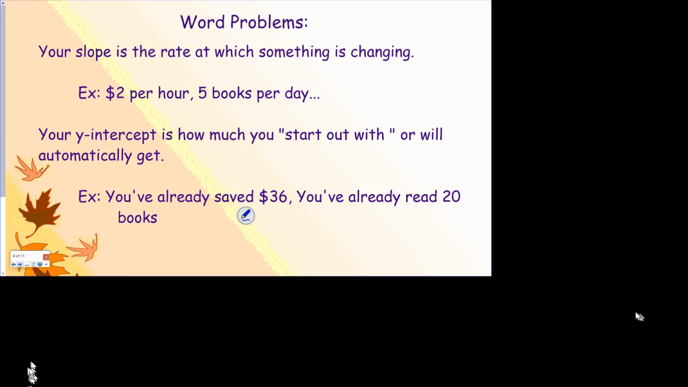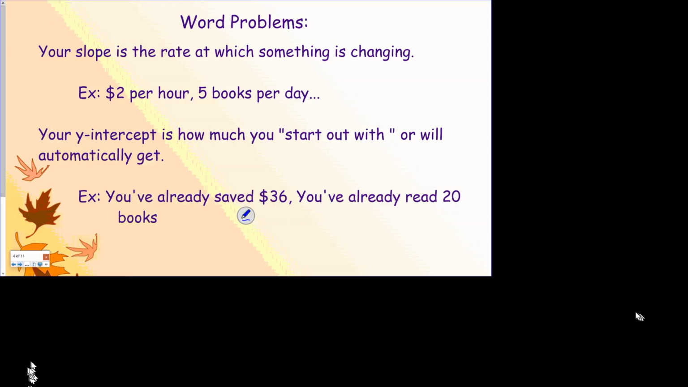Okay, so when you're looking at word problems that use slope-intercept form, you're going to notice certain keywords in the word problem. Your slope is going to be represented by your rate at which something is changing. So always looking for your rate. The rate is going to be your slope. For example, if in the word problem you're told that you're being charged $2 per hour, that's a rate. So 2 would be your slope. Or 5 books per day that you're reading, for example. 5 would be your slope because that is a rate.